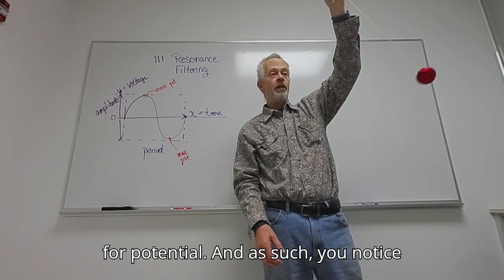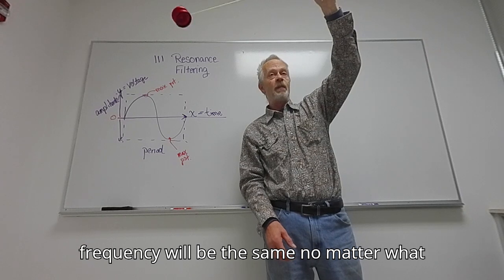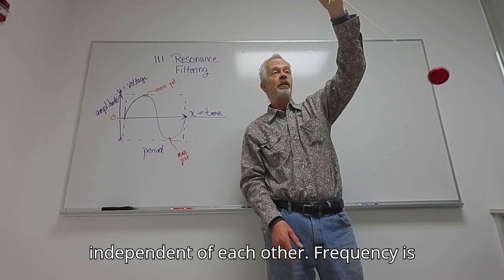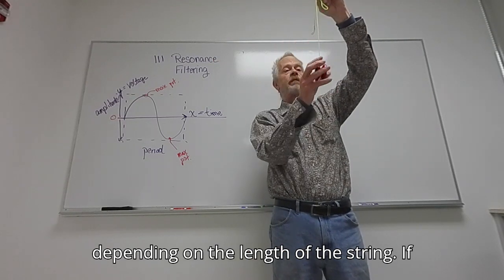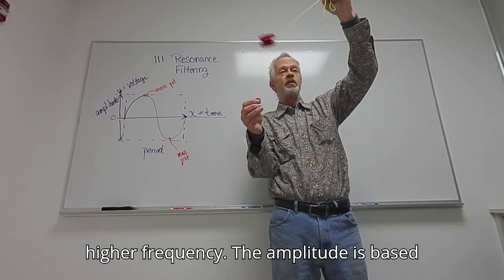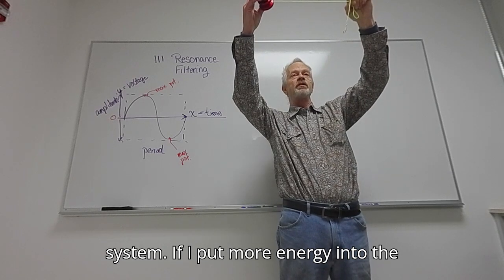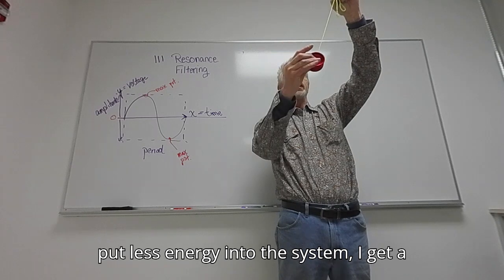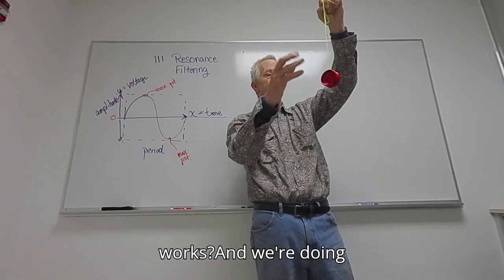And as such, you notice that it has a frequency. That frequency will be the same no matter what the amplitude is. They're independent of each other. Frequency is dependent on the length of the string. If I make the string shorter, it goes at a higher frequency. The amplitude is based on how much energy you put into the system. If I put more energy into the system, I get a larger amplitude. If I put less energy into the system, I get a smaller amplitude. You see how that works?